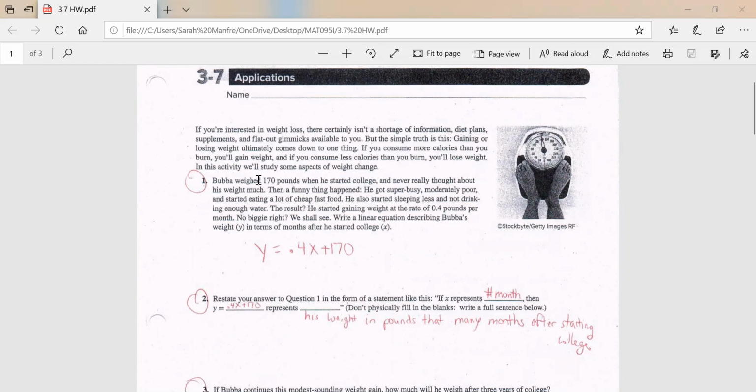If you consume more calories than you burn, you'll gain weight. And if you consume less calories than you burn, you'll lose weight. In this activity, we're going to study some aspects of weight change.